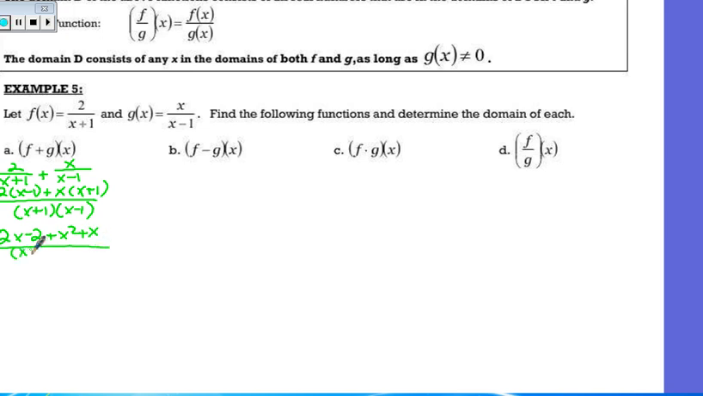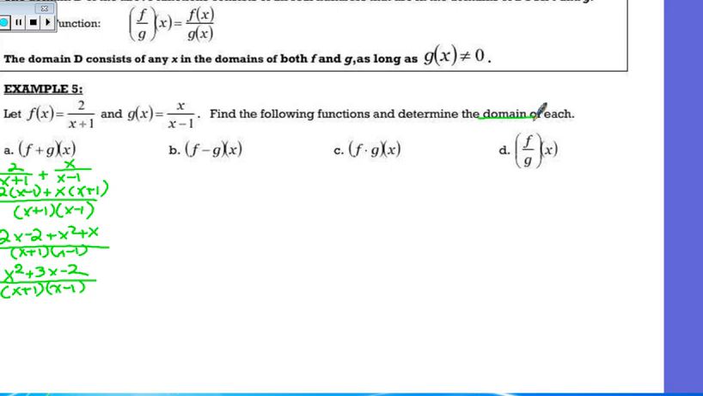Still over x plus 1, x minus 1. And then just combining up our like terms, we get x squared plus 3x minus 2 over x plus 1, x minus 1. The numerator is unfactorable, so we are done there. It is asking for the domain of each.